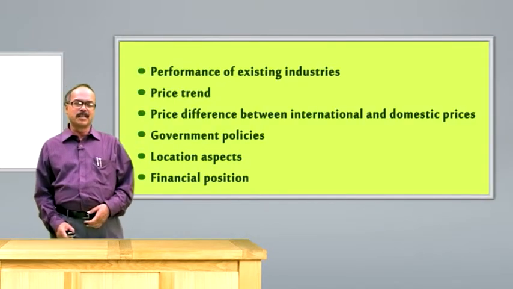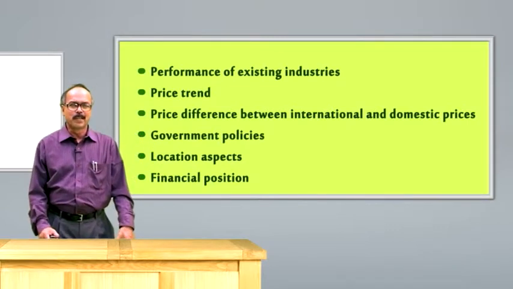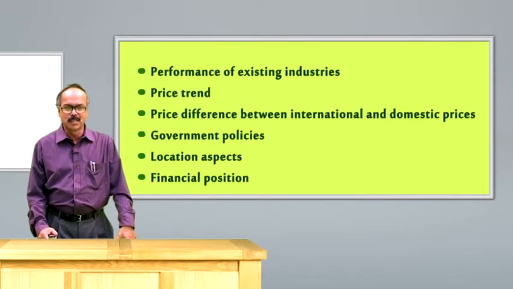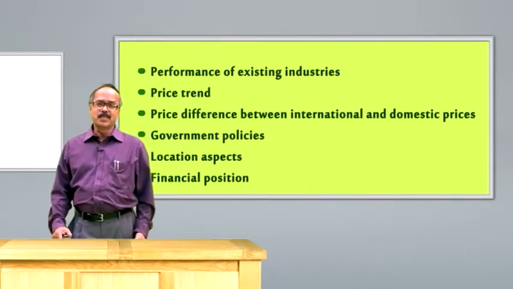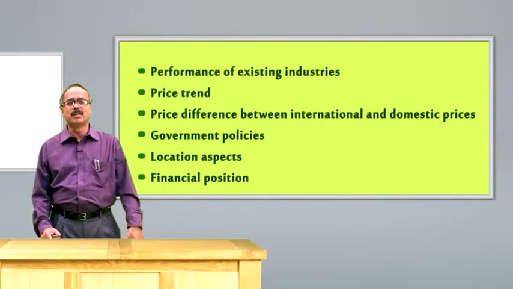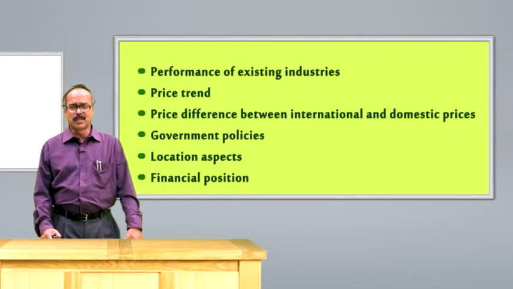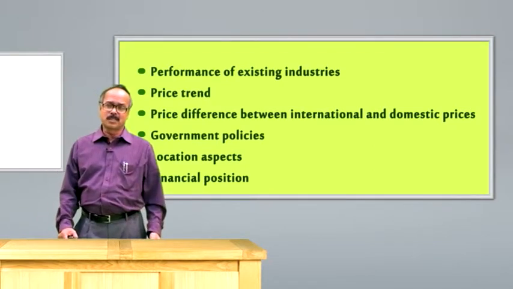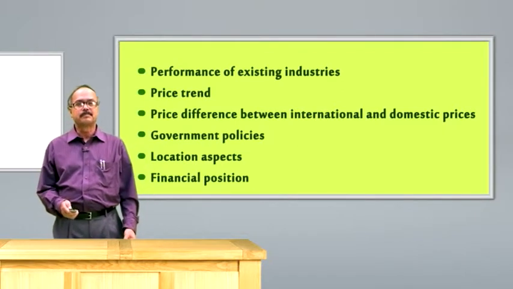Performance of existing industries. It is generally observed that we look at the performance of existing industries in the proposed sector. If pesticide industries are not doing well, the idea of setting up a pesticide company is dropped. So, have a look around. What are the projects running well? What are the projects suffering? And what are the projects coming up with promises?